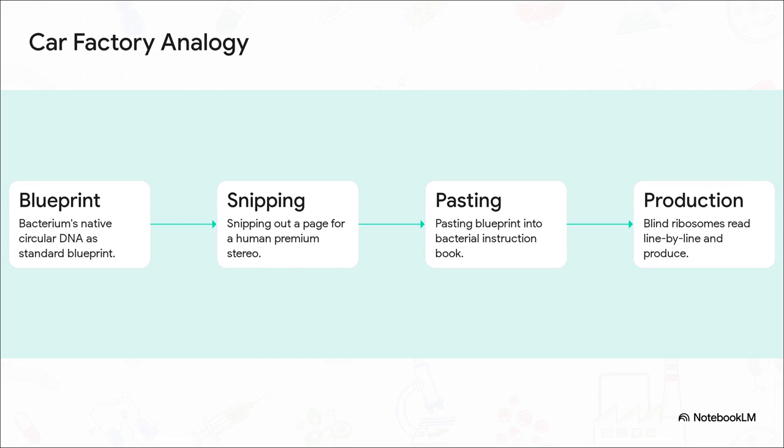And then step 4 is mass production. The factory workers, the bacterial ribosomes, they don't care where the instructions came from. They're totally blind to the origin. They just read the new blueprint line by line and start cranking out mass quantities of premium stereos right alongside their regular sedans. It's just a brilliantly efficient system.